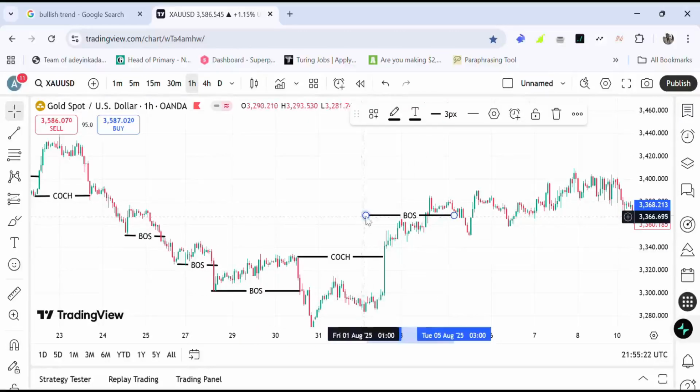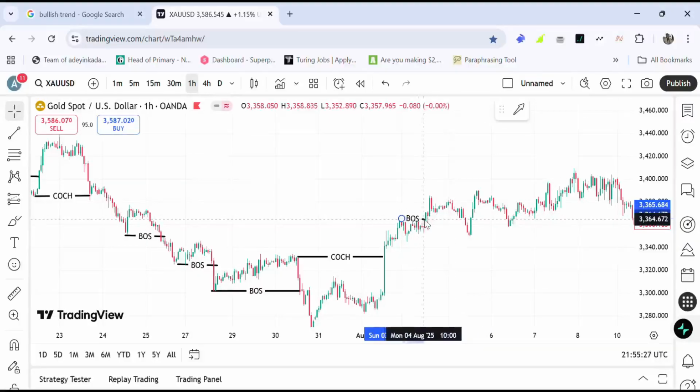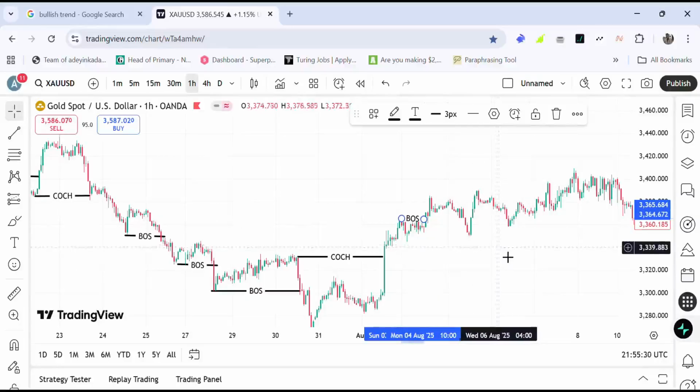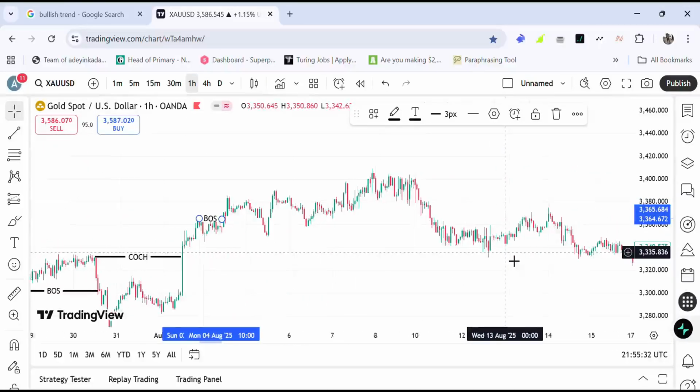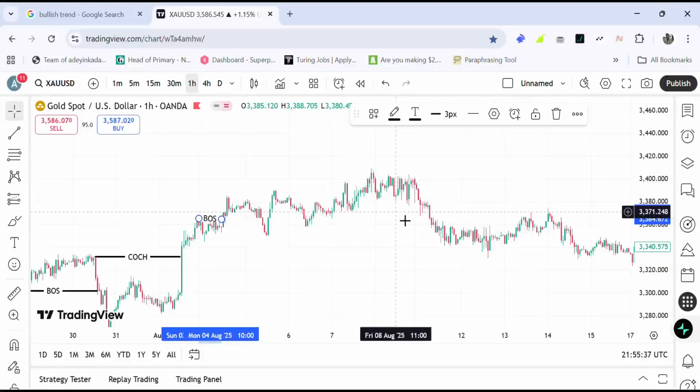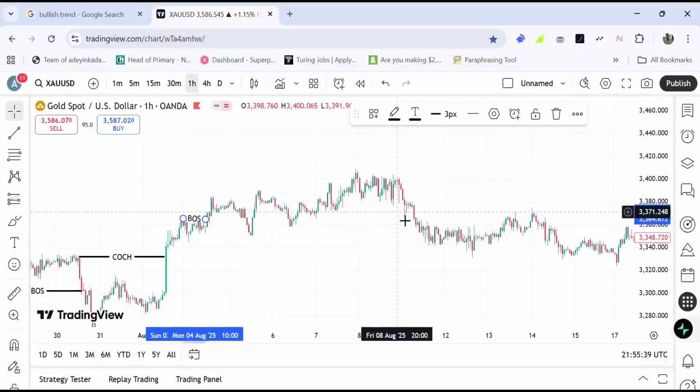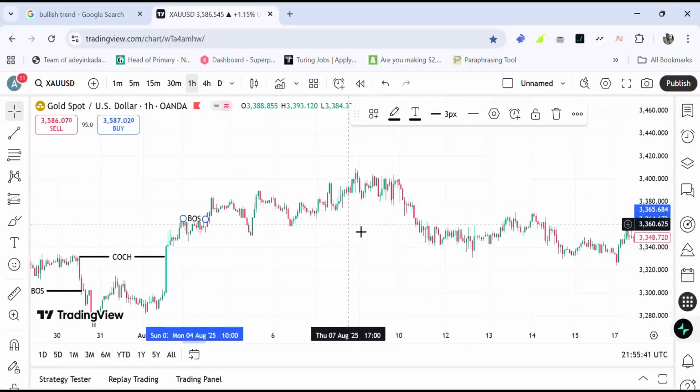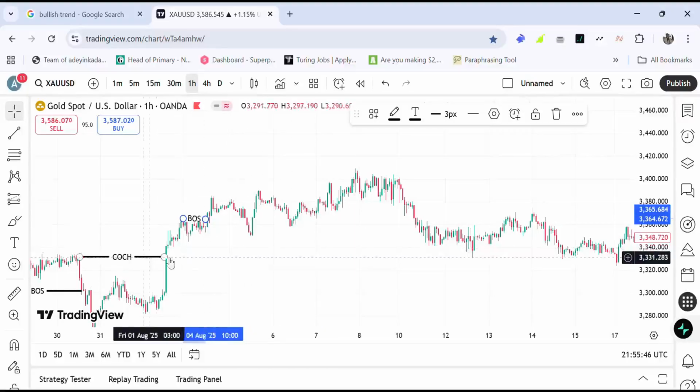Like this is another change of character at this point. Like this to the upside again. Like that, like that. Now, what do you see here again? The market is trying to range at this point here. There's no clear trend of the market. But this is the most recent clear, what I call it, change of character, which is what causes this break of structure to the upside.